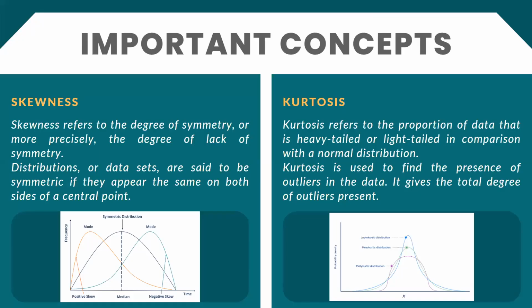Two very important concepts: number one is skewness and number two is kurtosis. Skewness refers to the degree of symmetry, or more precisely, the degree of lack of symmetry. Distributions or data sets are said to be symmetric if they appear the same on both sides of a central point, whereas kurtosis refers to the proportion of data that is heavy-tailed or light-tailed in comparison with the normal distribution. Kurtosis is used to find the presence of outliers in the data, and it gives the total degree of outliers present.